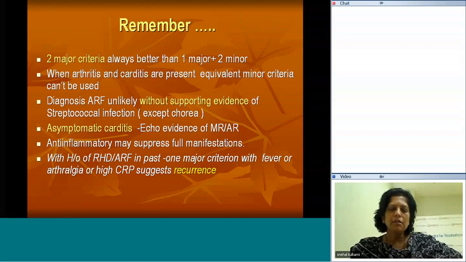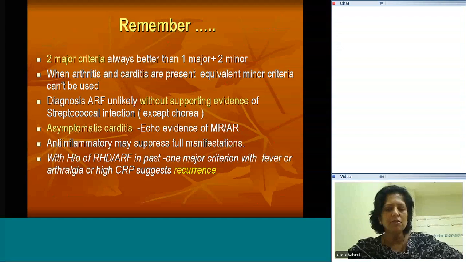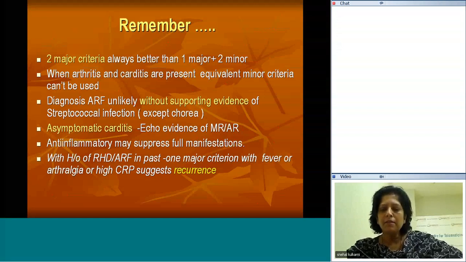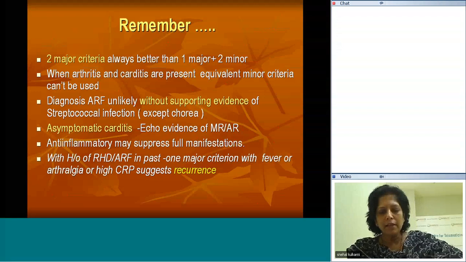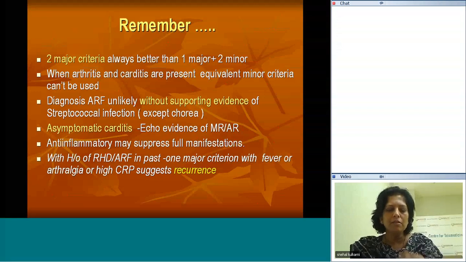When we do the diagnosis, remember that two major criteria is always better than one major plus two minor. When arthritis and carditis are both present, equivalent minor criteria cannot be used. Diagnosis of acute rheumatic fever is unlikely without supporting evidence of streptococcal infection.